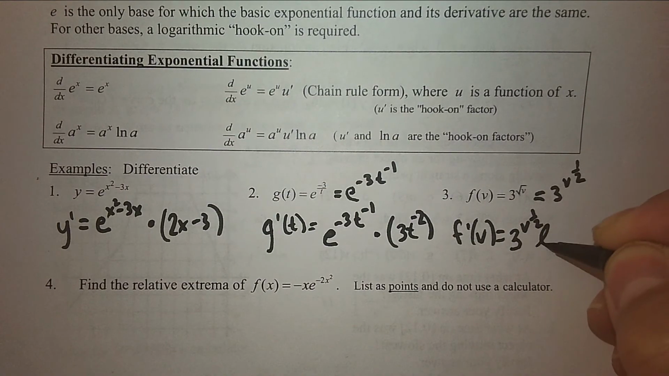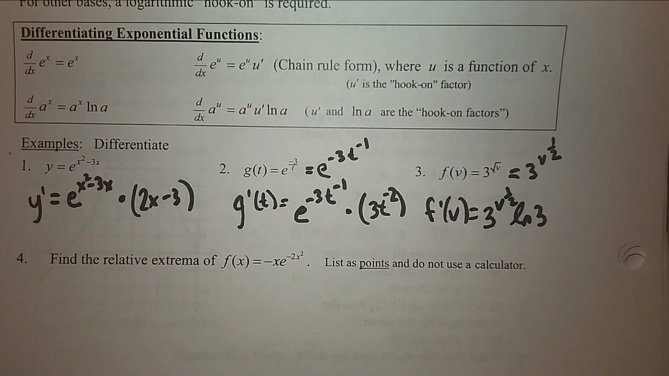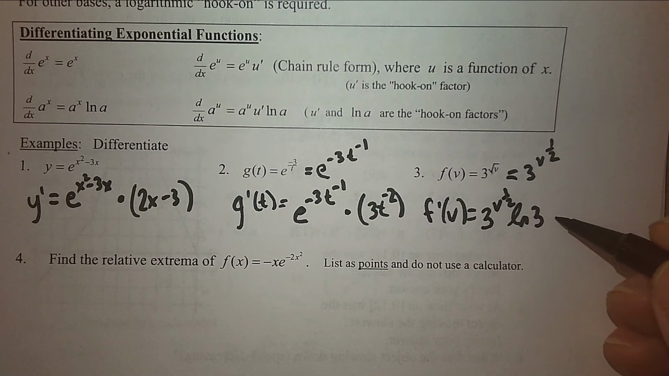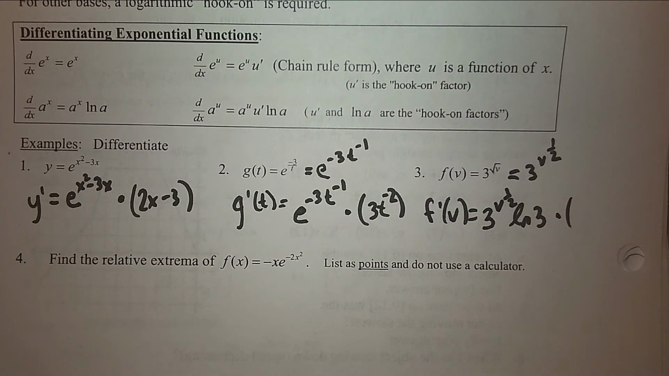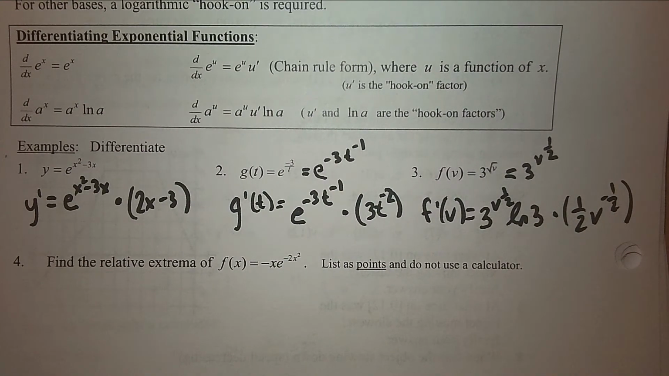It needs a ln what? That's the formula. Remember we talked about that formula? So what's the formula to take the derivative when the base is not e? We need to include ln of the base. That's it. It's the same formula, but what does it need still? Ln of whatever the base is. So do you see ln 3? I needed that. Now we still have a hook from the exponent. What's the derivative of the exponent? That'd be 1/2 v to the negative 1/2, right?